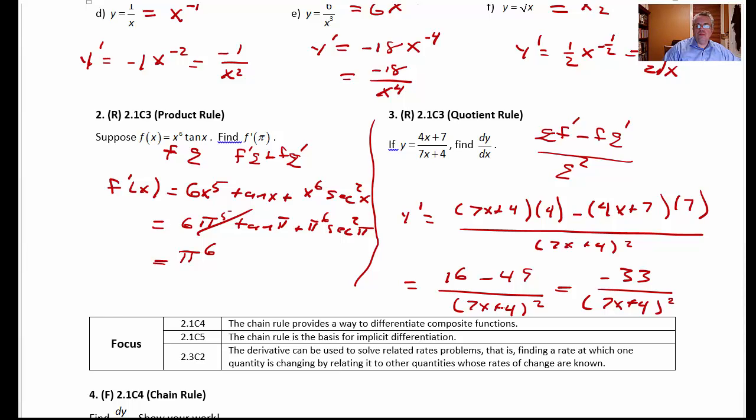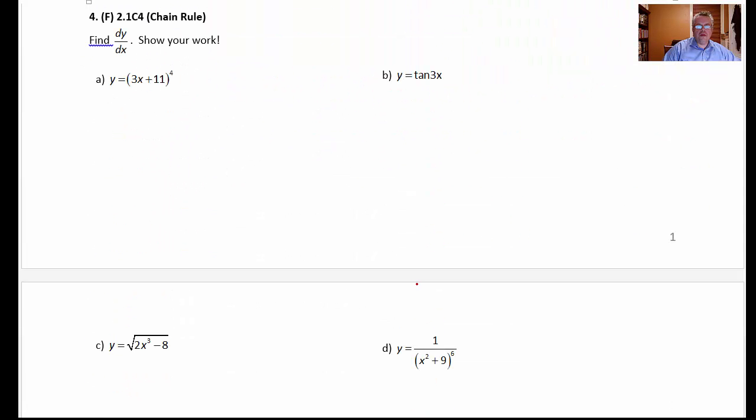Okay, now moving on to the focus problems. Those were all review. The focus problems involve the chain rule. So this one we can use the general power rule. We have a function raised to the 4th power. So y prime is going to equal the exponent times the function, whatever it is, to the 1 less power, times the derivative of the function, which is 3. So we get 12 times (3x + 11) to the 3rd.